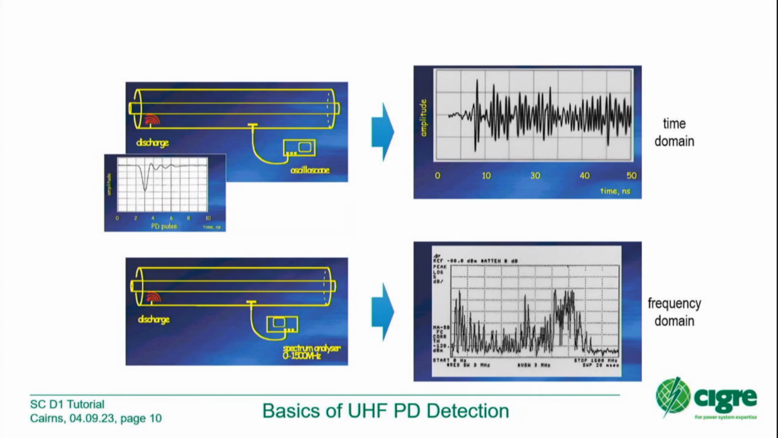If we have a look at the frequency domain, same example. Now we connect a spectrum analyzer to this antenna, and this was done really in the 1990s. There was a very nice instrument, the spectrum analyzer from Hewlett-Packard, with a frequency range from 0 to 1.5 gigahertz. And all the GIS engineers at that time were in front of this small screen, and checked if there is PD or not. They checked it via the frequency spectrum.